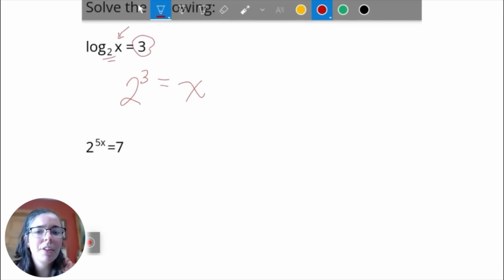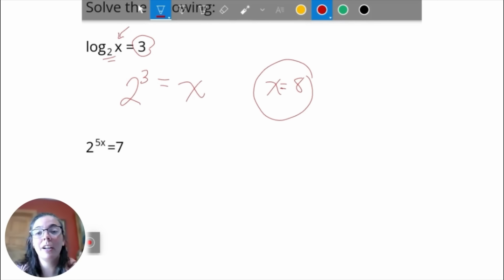And when I do 2 to the third, that is equal to 8. So this just is x equals 8. And you could plug this in and check: log base 2 of 8 equals 3.